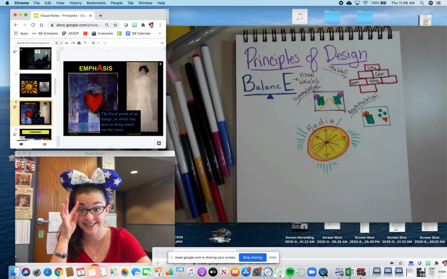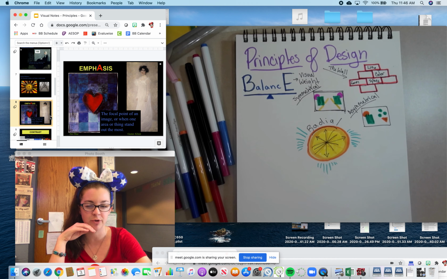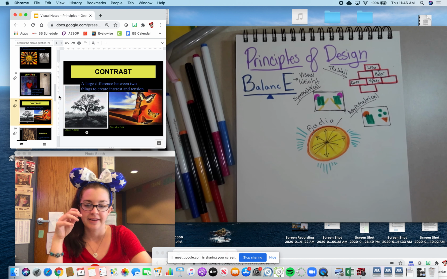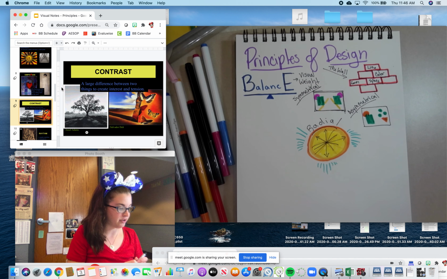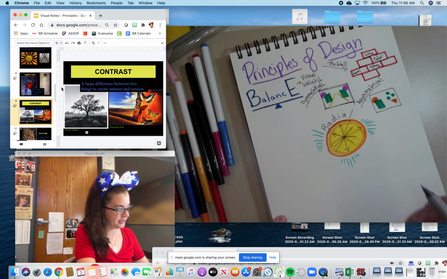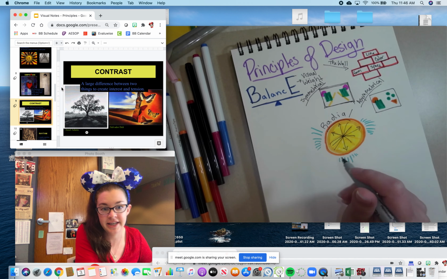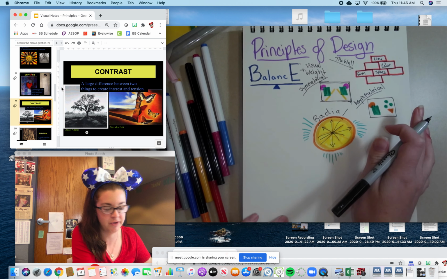I'm going to go ahead and skip emphasis because I think that's a pretty easy one you can probably figure out on your own, especially just even by the way that the word's written there. Because I want to talk about contrast. Contrast is strong differences in the visual elements.